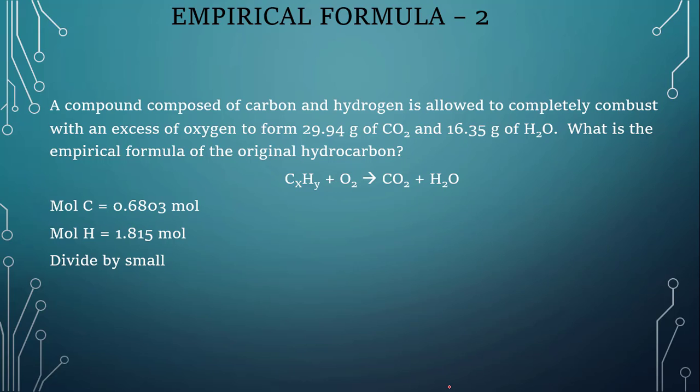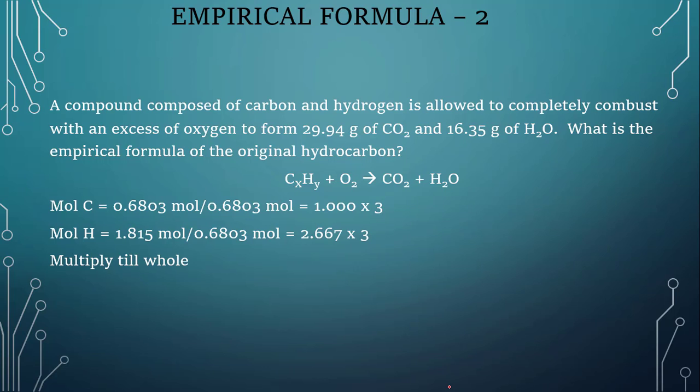So we're going to divide both of these by 0.6803 and that gives us 1 and 2.667. And the 6 in the 10th place is obviously not a 0 or 9. So now we need to multiply till whole. And when you do that, you see that 3 will work, and you'll end up with these values, which can be rounded to 3 and 8. So we can say the empirical formula is C3H8.